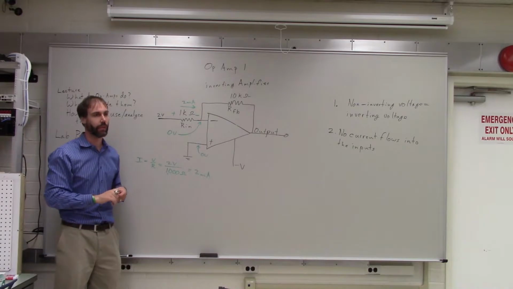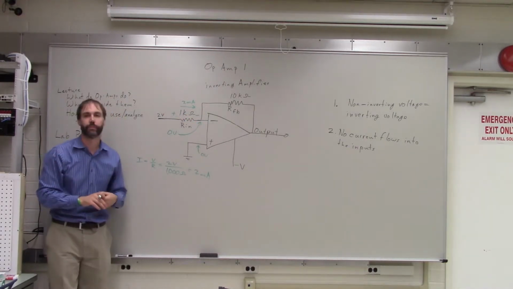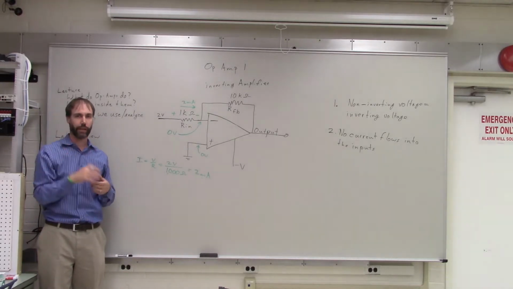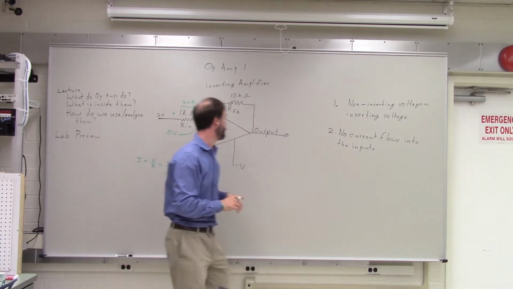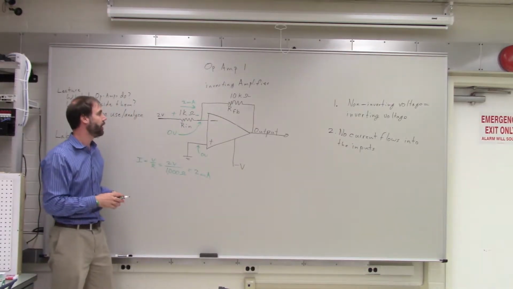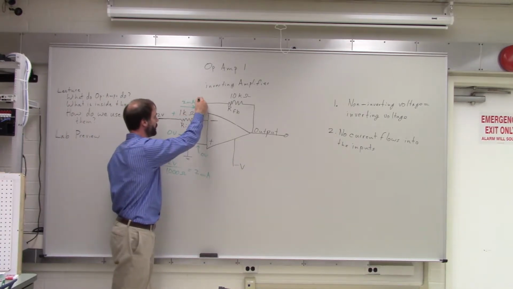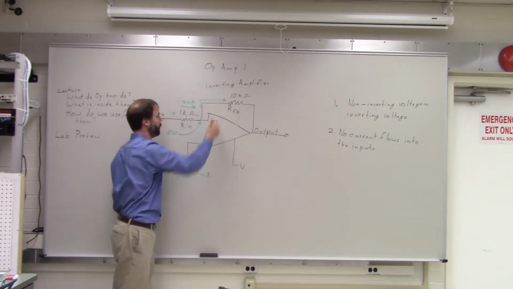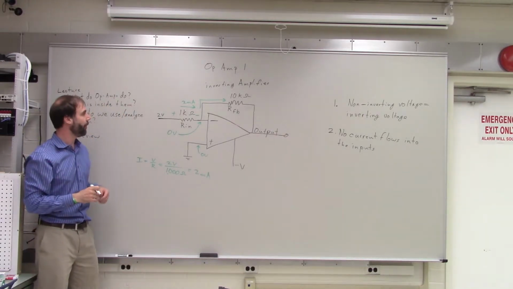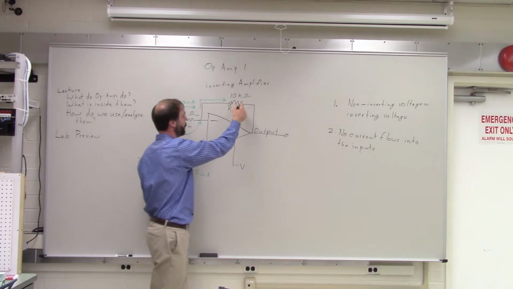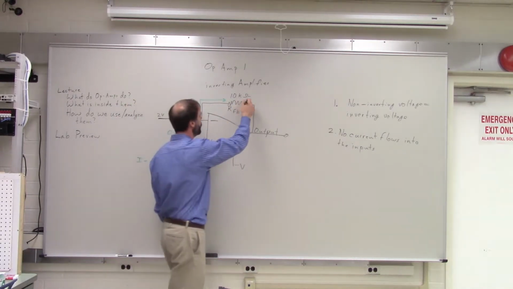Okay? So now, how much of that current is going to flow into the chip? 0. None. That's exactly right. That's what our second rule tells us: no current flows into the inputs. No current flows into the chip. So the only other place for that current to go is up and over here and through our other resistor, right? So we know how much current is flowing through this other resistor? 2 milliamps, exactly.